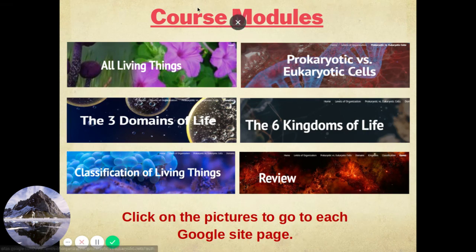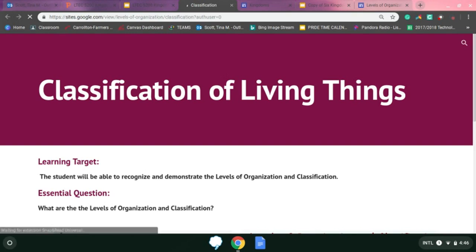I have my course modules here. As you go through, I can click on each one of these tabs and it will take me directly to the site. So let's go ahead. We've got a little time. Click on the picture. Let's go to our classification. As you see, it pulls up classification of living things.